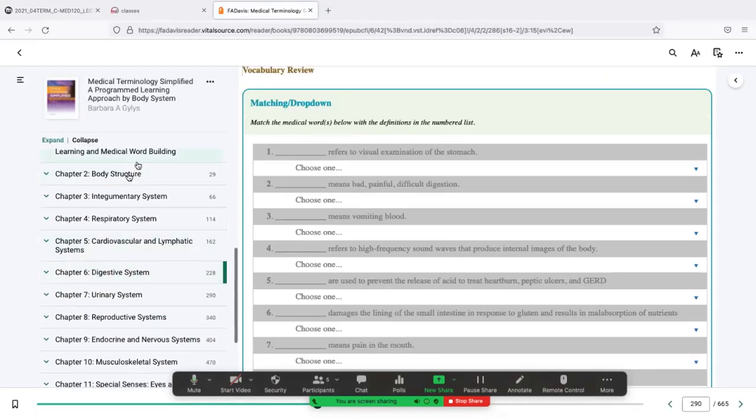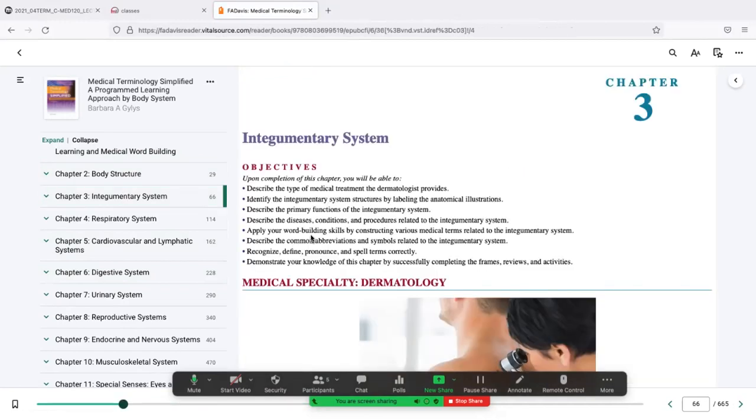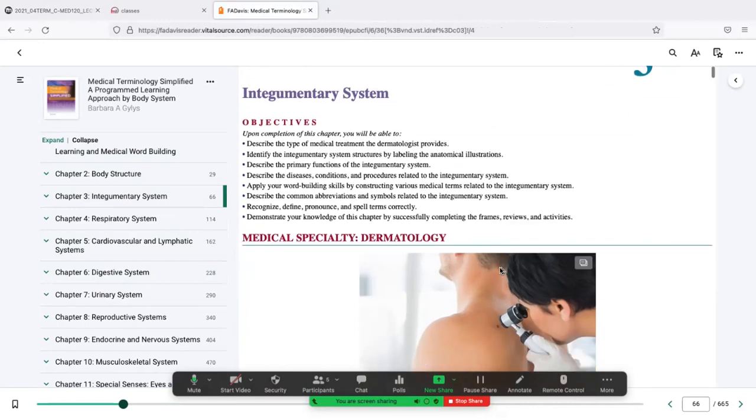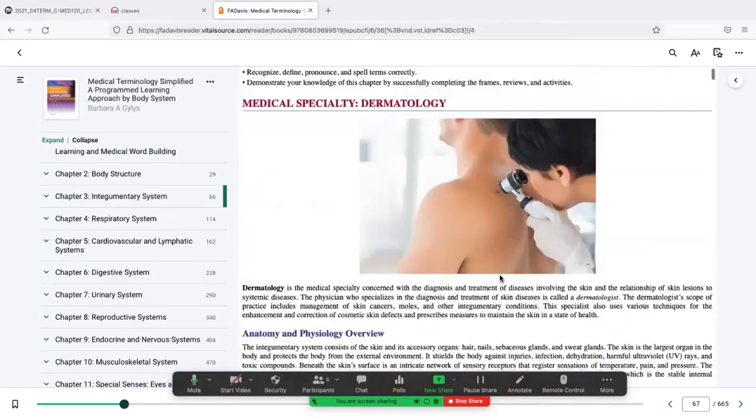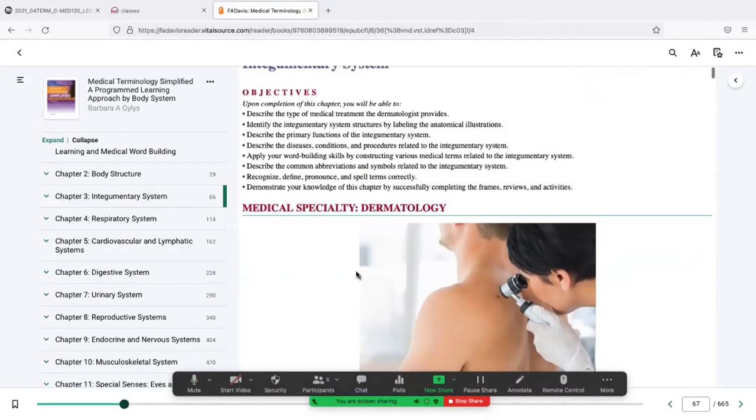Chapter 3, which is integumentary system. And many of you already did the integumentary system on your medical language laboratory, so good on you. The only thing you got to do for this week is 11. And those of you who did it already, I already gave you credit.